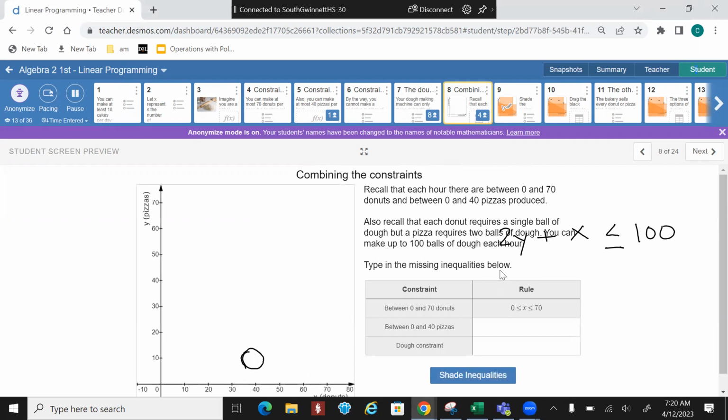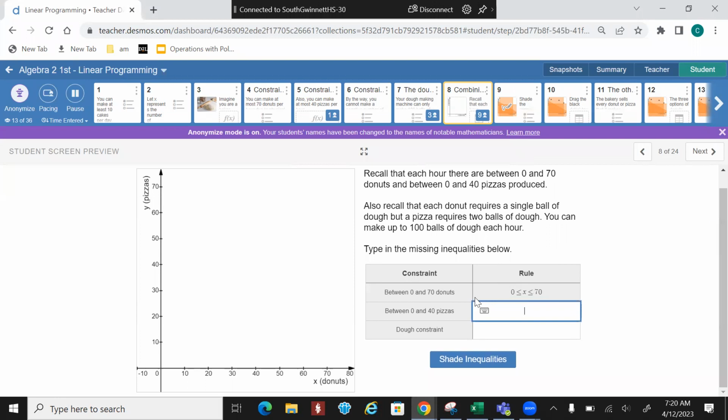All right, looking at slide number 8, it says, recall that each hour there are between 0 and 70 donuts and 0 and 40 pizzas produced. Also recall that each donut requires a single ball of dough, but a pizza requires 2. You can make up to 100 balls of dough each hour. Type in the missing inequalities below. So what I want you to do is type in the inequality that corresponds to what's on this left-hand side. Okay, go ahead and take a moment.